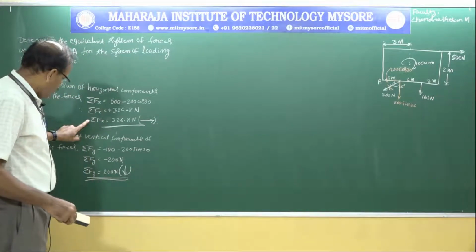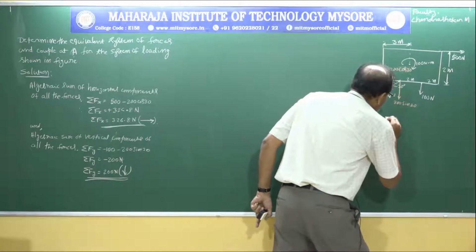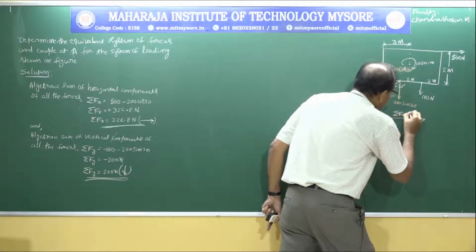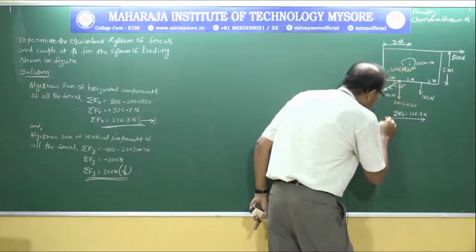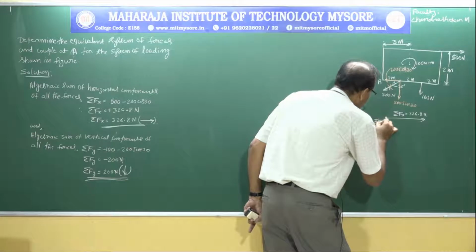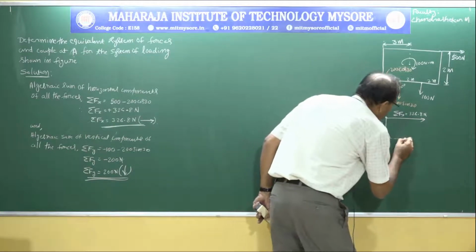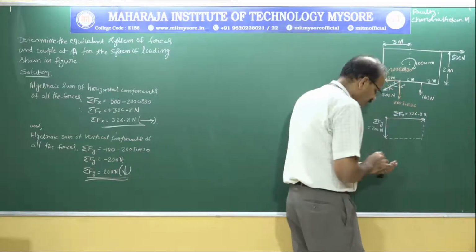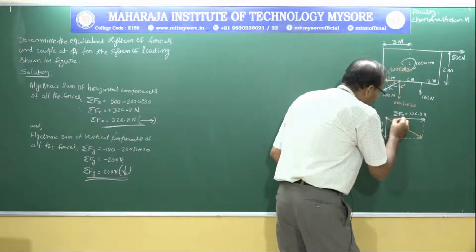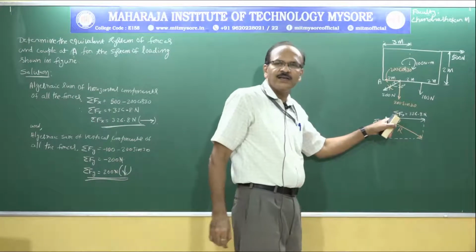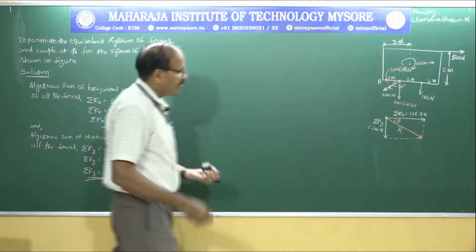Now I have this. This is sigma Fx acting to the right, sigma Fx equal to 326.8 Newton, and sigma Fy 200 Newton acting downwards. If you complete the rectangle, this diagonal represents the resultant. If I call this angle theta or alpha, that is the angle made by the resultant with respect to the horizontal. So the first thing is, we need to find out what is R and what is theta.